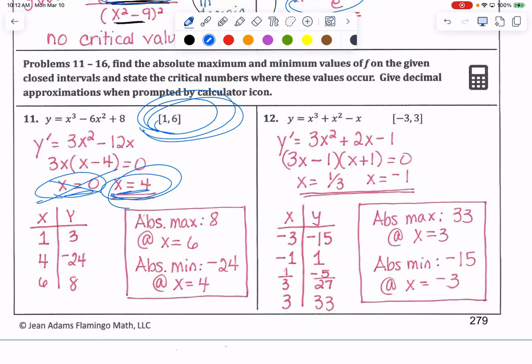I plug them in. Where do you plug in when you do the candidates test? The calculator? Nope. Oh, yeah, they did use calculator. Okay, where do you plug in? The original equation. Plug in the original equation. And if you have a calculator, certainly use it. All right, so you got a max of 8, x equals 6. Got a min of negative 24, x equals 4. Your assignment, your 20 problems, no calculator.